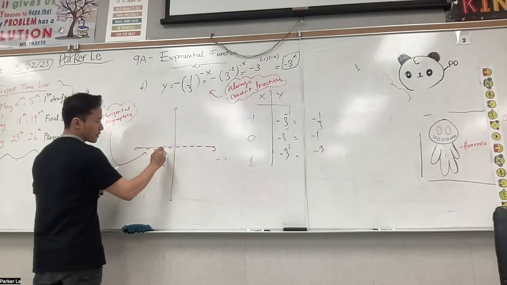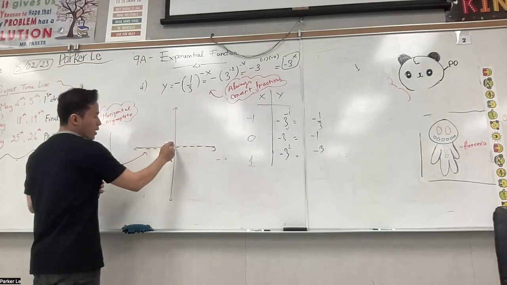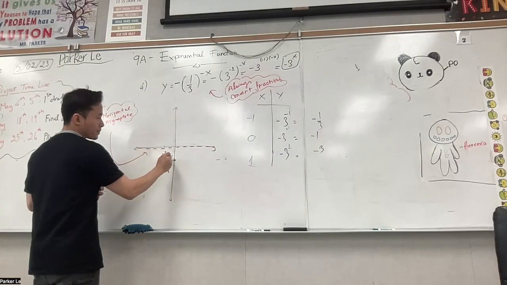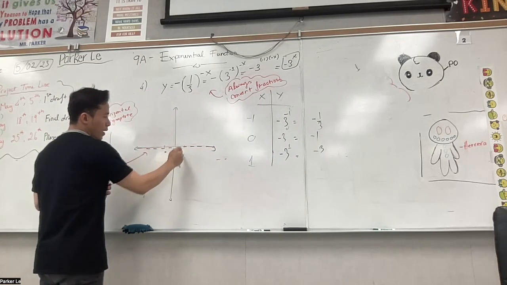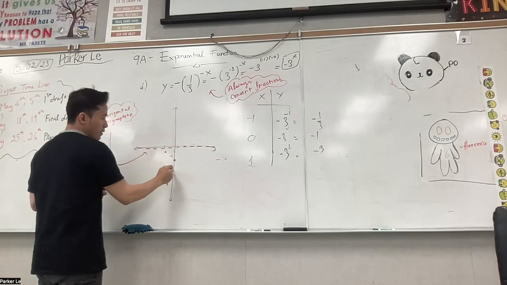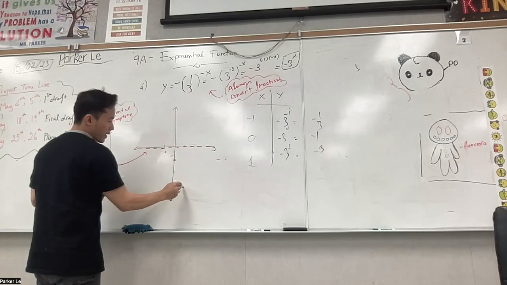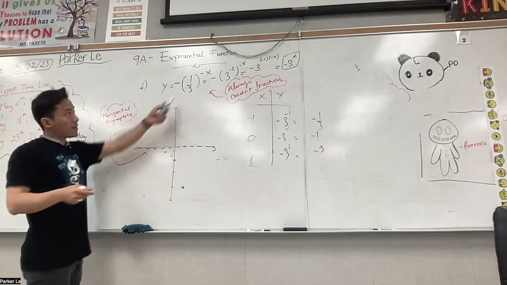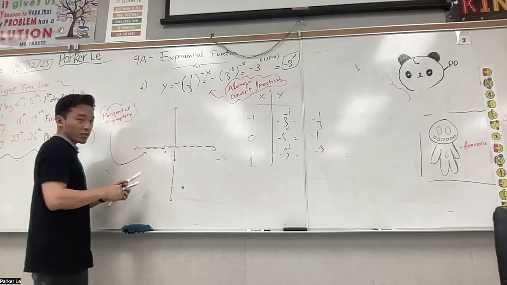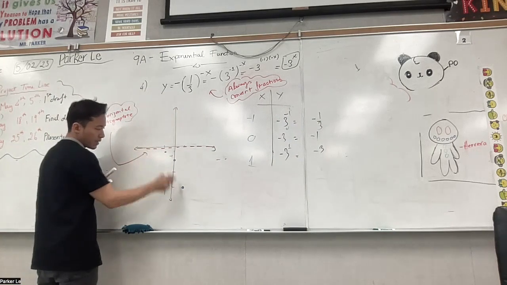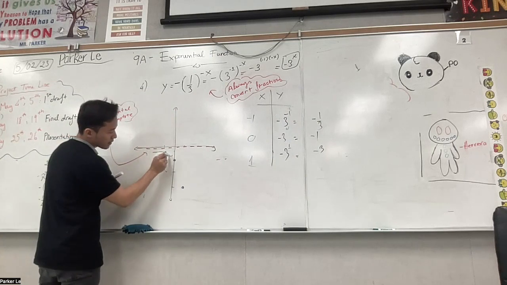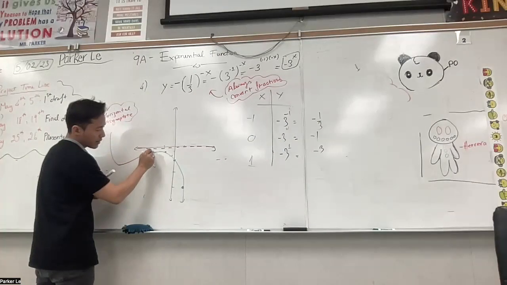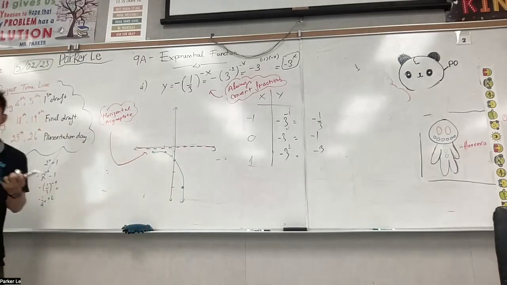Let's say it's right here. 0, negative 1. Right here, 1, negative 3. Because the number is 3 right now, you can see it's steeper, right? It decays faster, it goes down very fast.